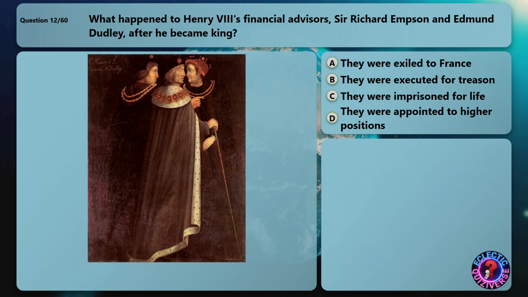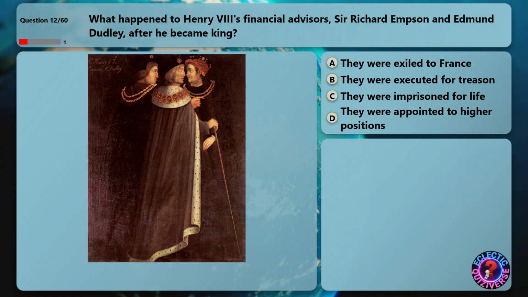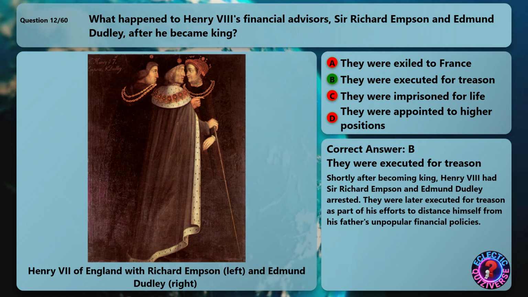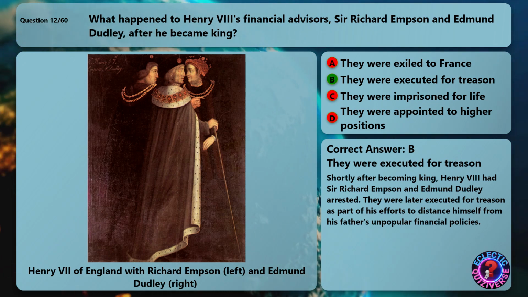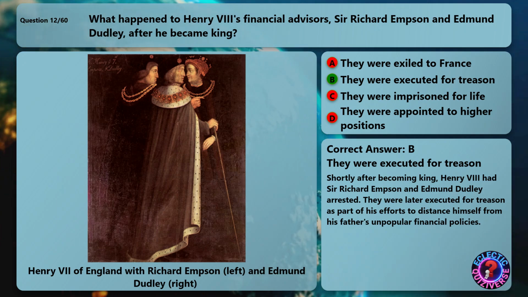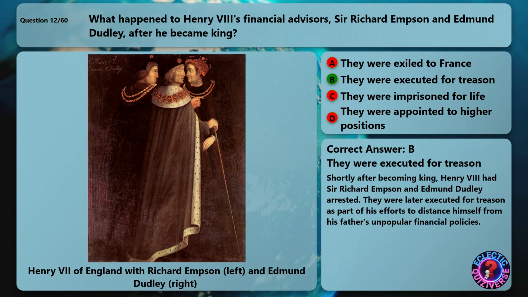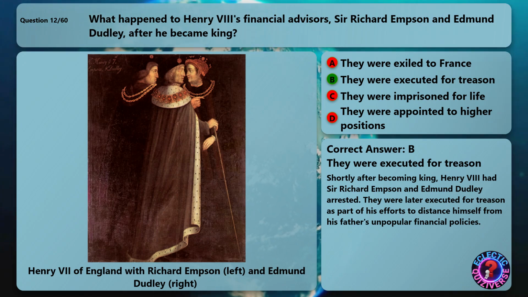What happened to Henry VIII's financial advisors, Sir Richard Empson and Edmund Dudley, after he became king? The correct answer is they were executed for treason. Shortly after becoming king, Henry VIII had Sir Richard Empson and Edmund Dudley arrested. They were later executed for treason as part of his efforts to distance himself from his father's unpopular financial policies.